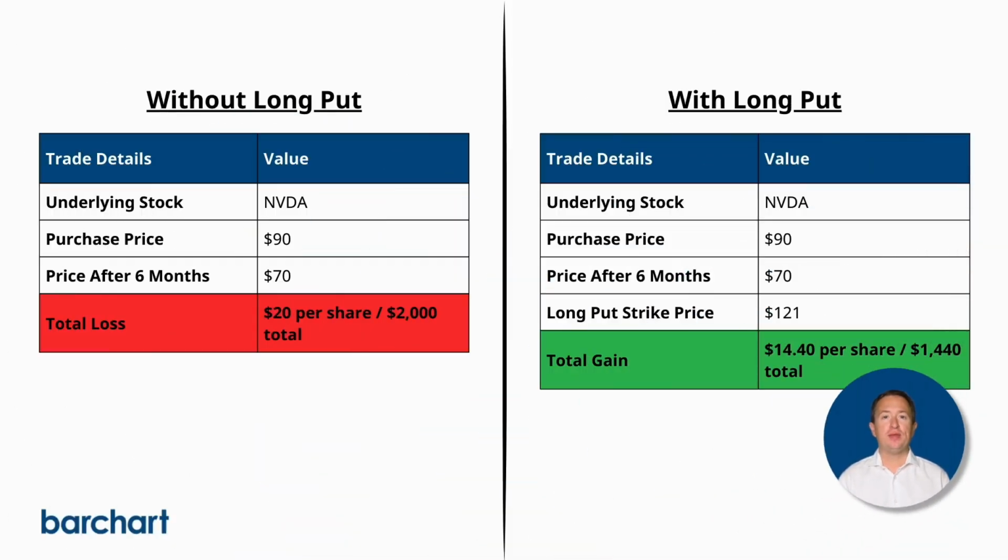So as you can see, buying a put on an asset that you own can provide you with downside protection. In this case, if you didn't buy the put, you'd have registered a $2,000 loss. However, the long put saved the day, and you would have come out ahead by $1,440.